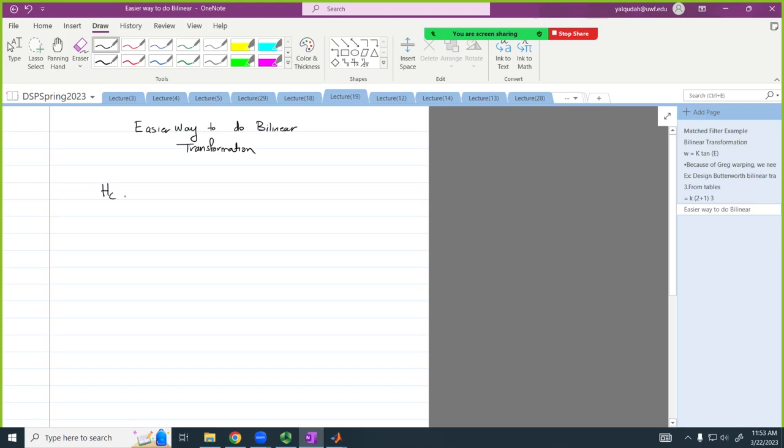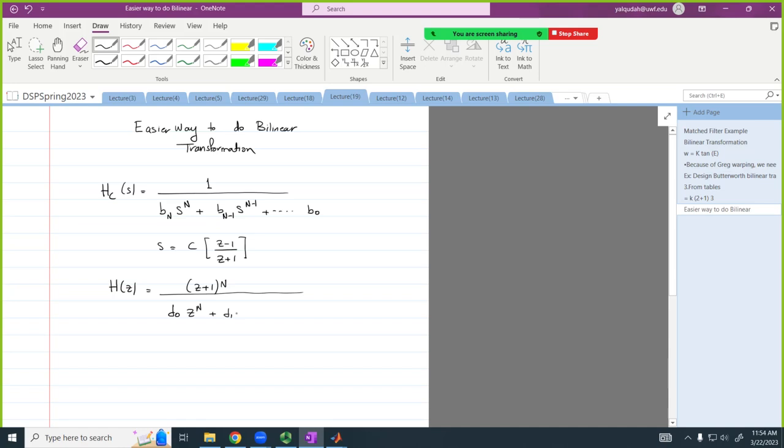So given H_c of S equal to 1 over B_n S to the n plus B_(n-1) S to the n minus 1 plus ... plus B0, and given S equal to C multiplied by (Z minus 1) divided by (Z plus 1), we can calculate H of Z. That is going to equal (Z plus 1) to the power of n divided by D0 Z to the n plus D1 Z to the n minus 1 all the way to D_n.